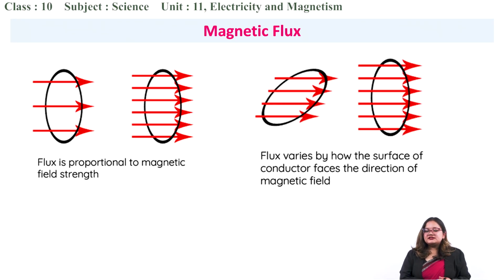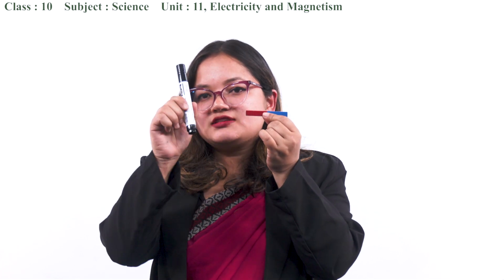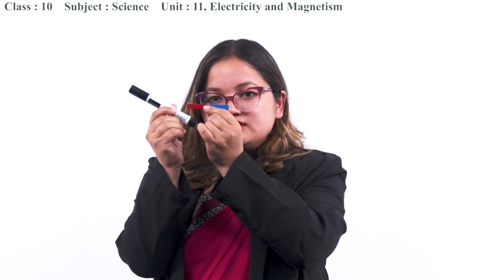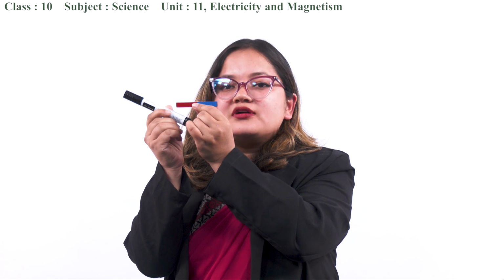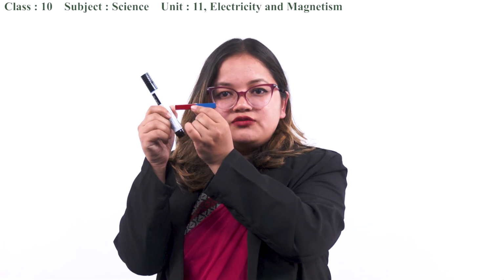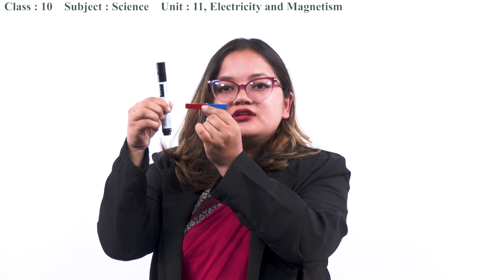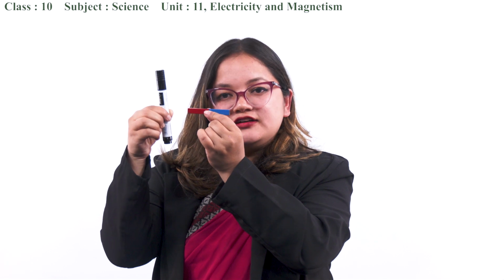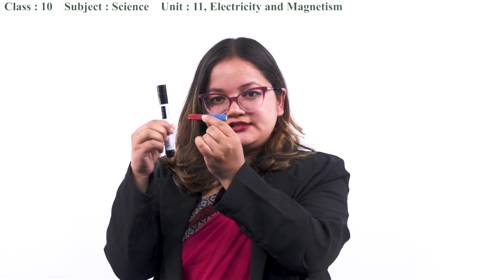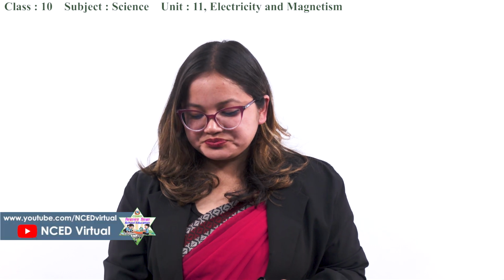Okay, another one is that it varies on how the surface of the conductor faces the direction of the magnetic field. So this is a magnet again, and if I place this conductor at this angle, you can visualize that the number of magnetic field lines that enter it has been minimized. But what if I place it in this way? Meaning the number of magnetic field lines which enter this conductor has also increased. So that is another parameter on which magnetic flux depends.